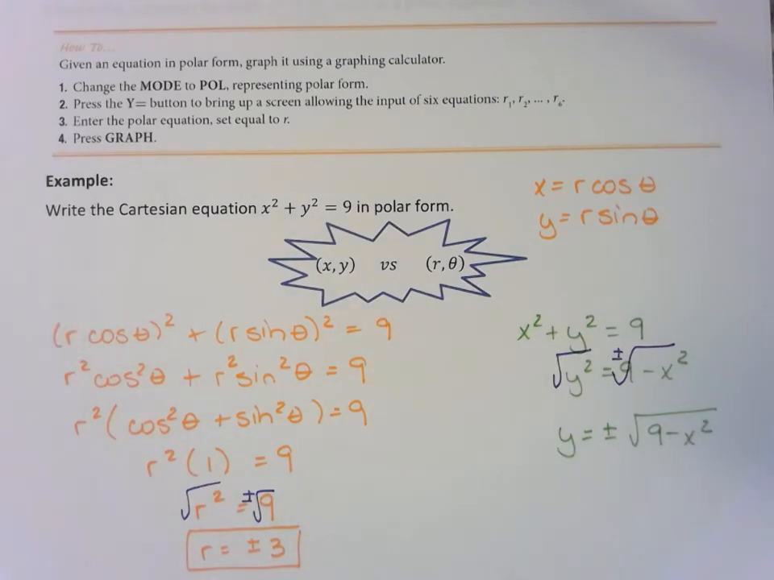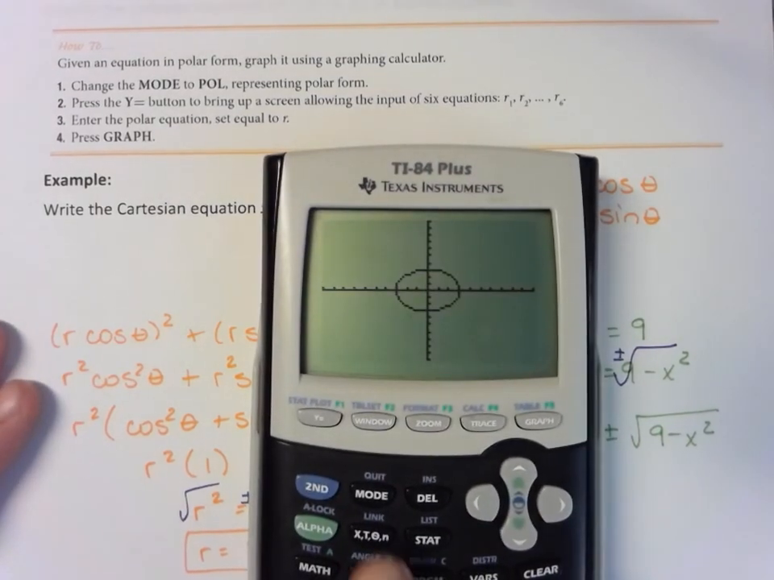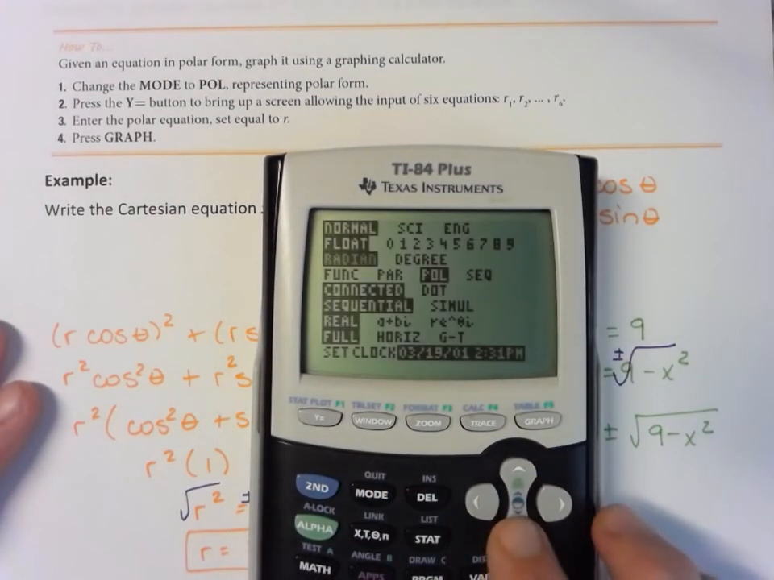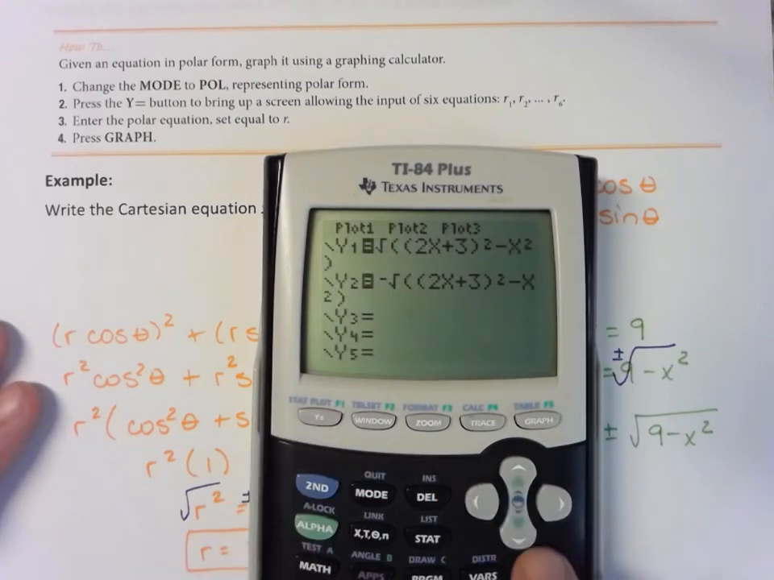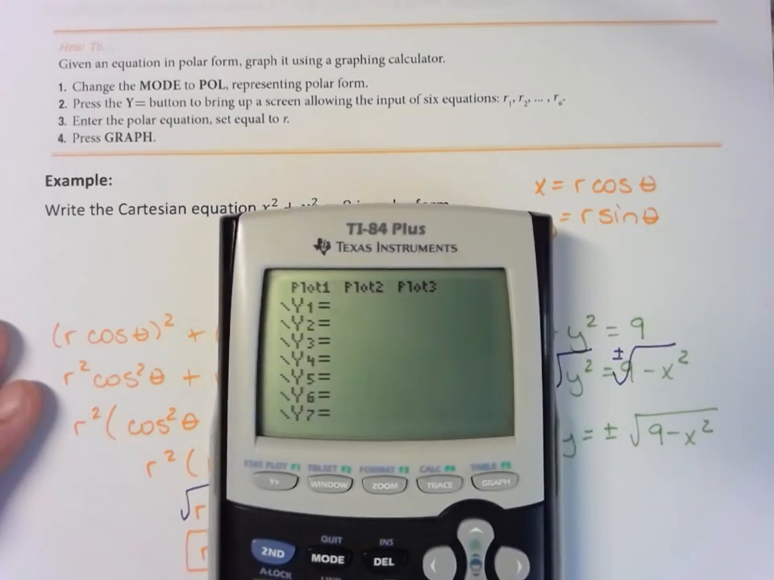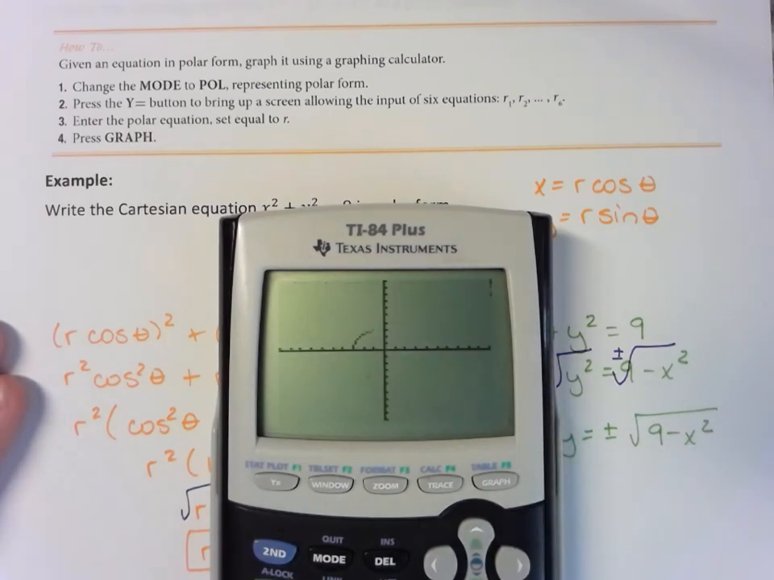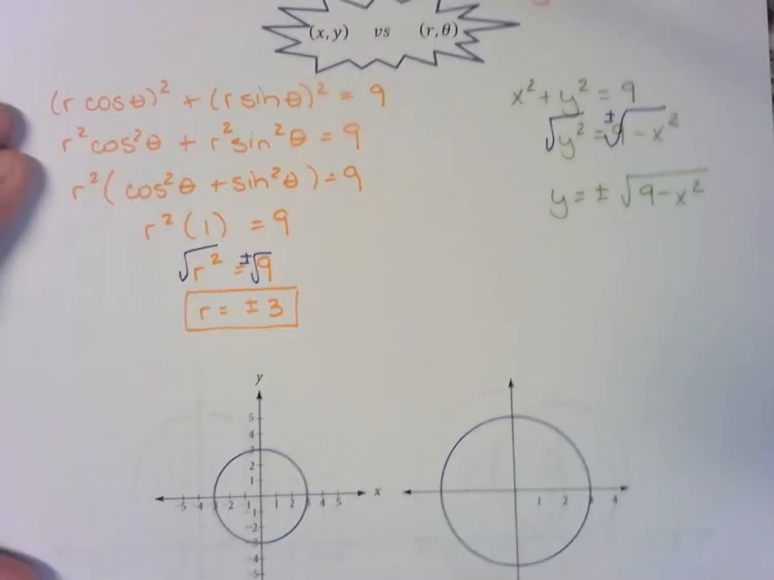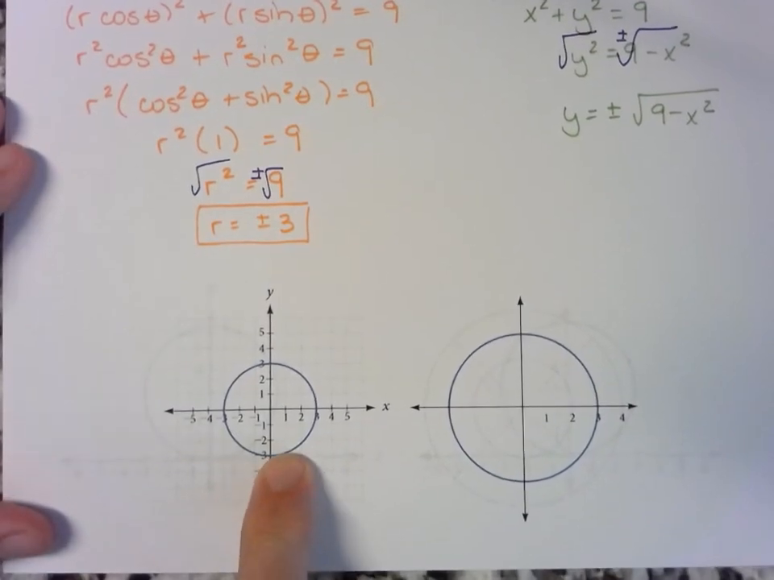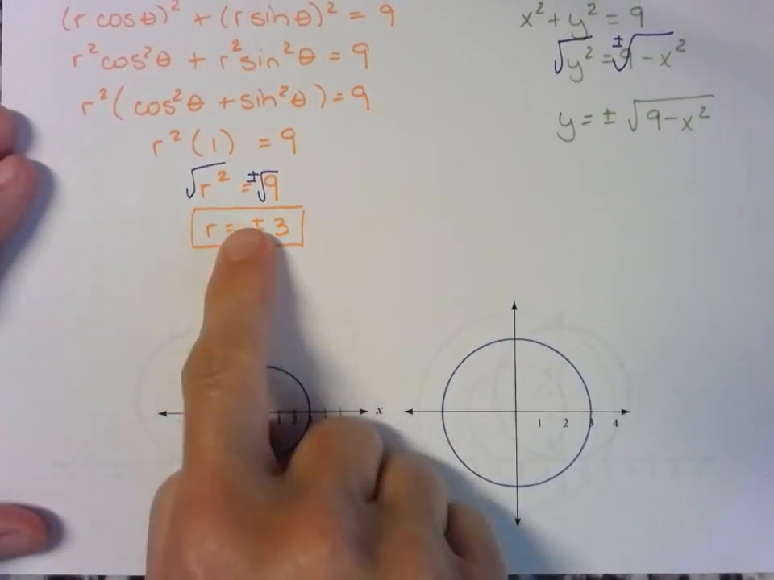So now we go to our calculator, change the mode back to function. Now we have y equals. We want to change this to a positive square root of 9 minus x squared and a negative square root of 9 minus x squared. Hopefully we'll get a similar picture as our last one. And there we go. We have a circle of radius 3. Over here we have a circle of radius 3.